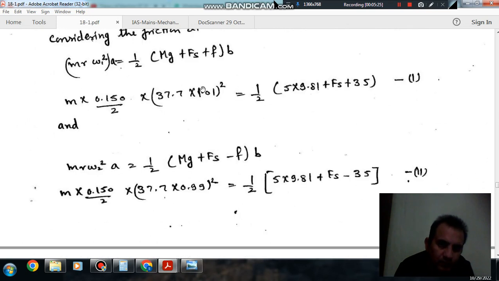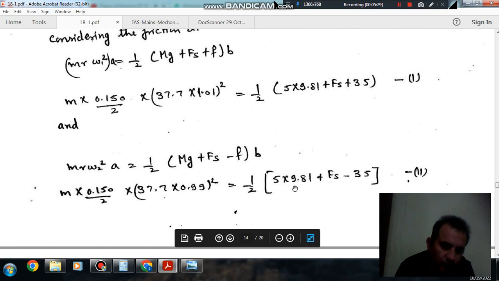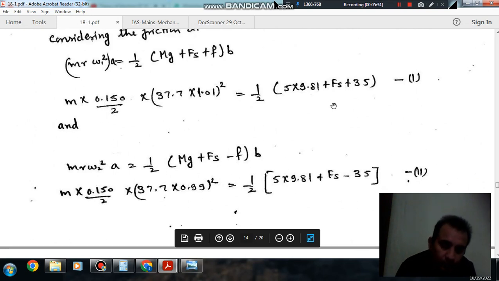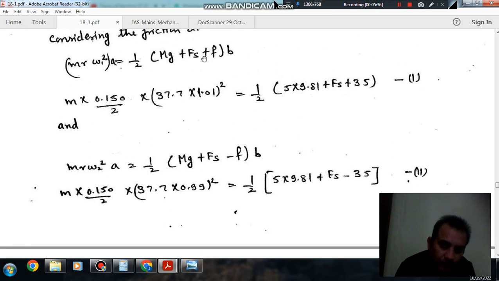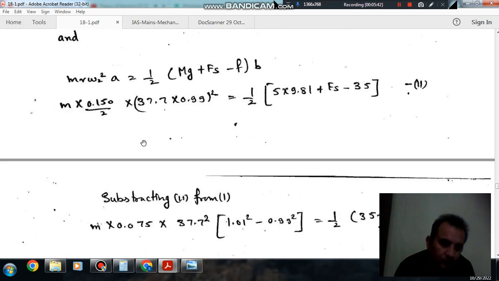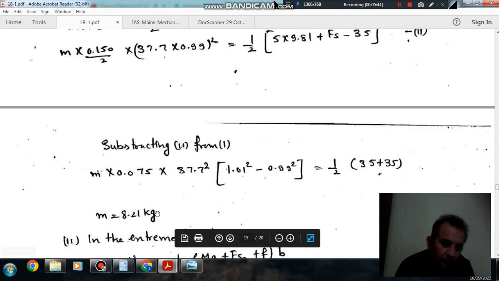Just forming two equations. Here the sleeve is trying to move up, here the sleeve is trying to move downward at mid position. So for up movement the F is positive and for down movement it is negative. And then solving these two, so M will be here 8.21 kg.